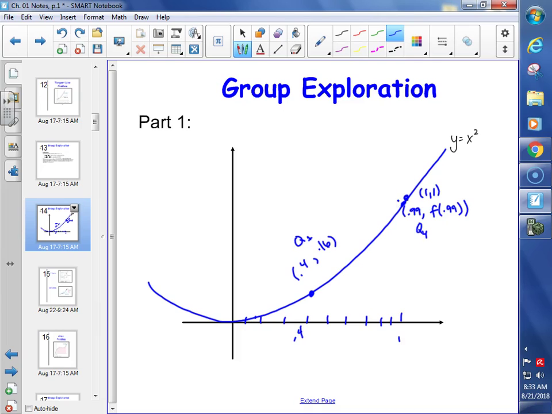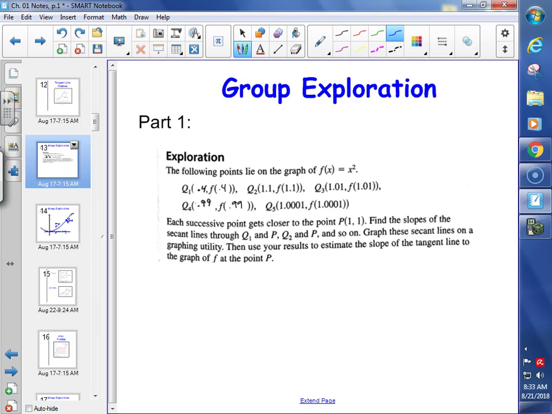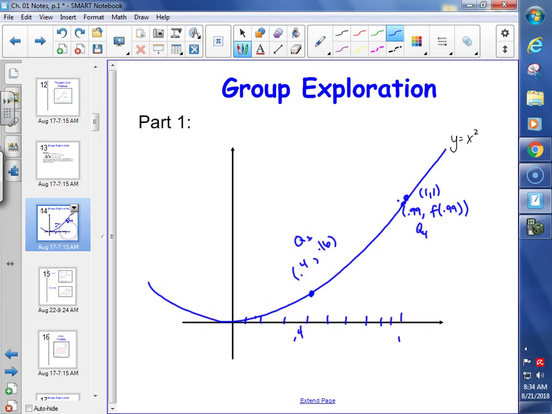But what other points do you have? Those ones were coming from the left of 1, but what are all these other ones coming from the right of 1? So what are you going to have to do on the other side of 1? Aren't you going to have to go one more? So then you have 1.1.